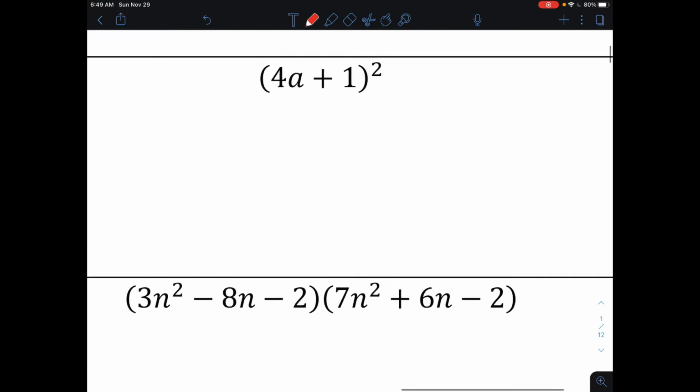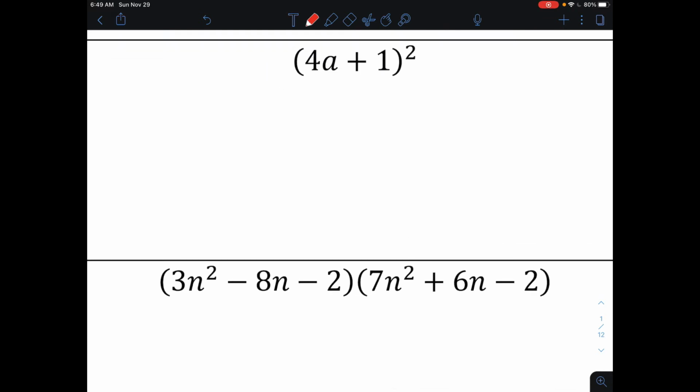All right, next problem. We have 4a plus 1 squared. And I want to fully expand this. Here's the thing to keep in mind about the square. If I have something raised to the second power, that's technically telling me that what the exponent is applied to is how many times that is multiplying to itself. So that 4a plus 1 is technically multiplying to itself twice.